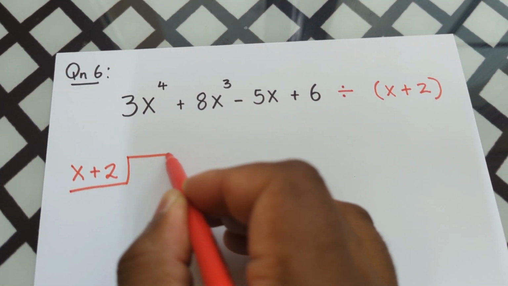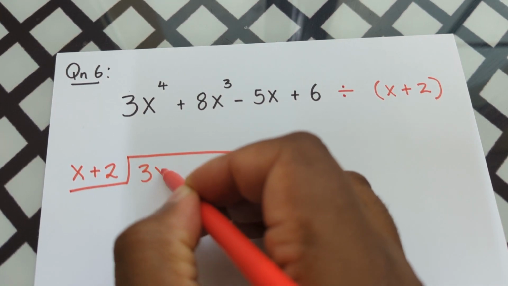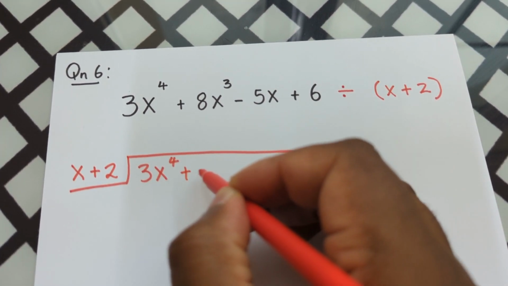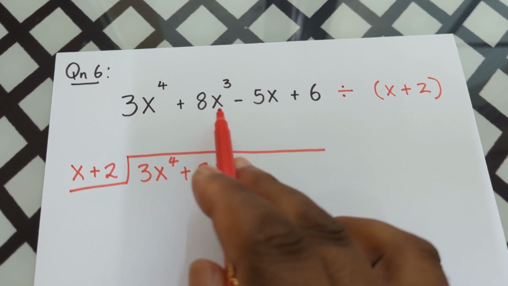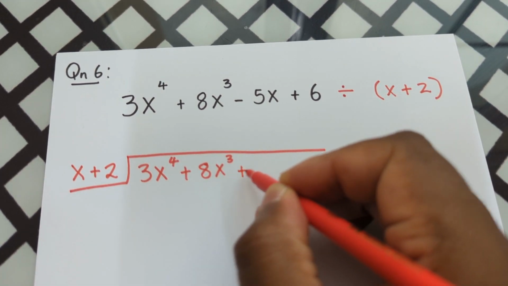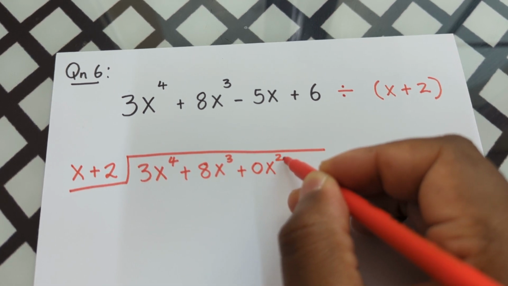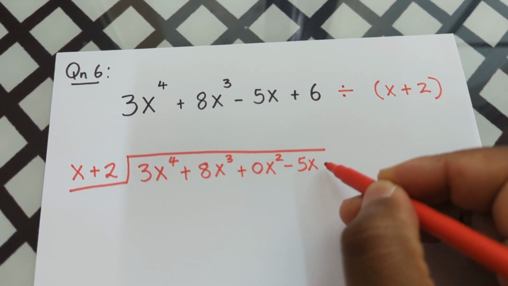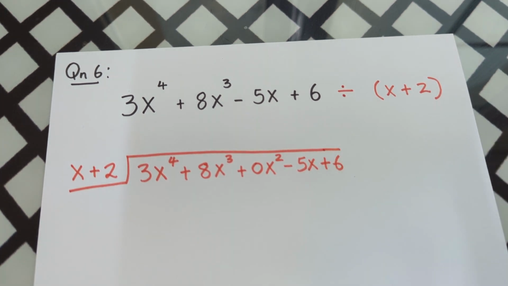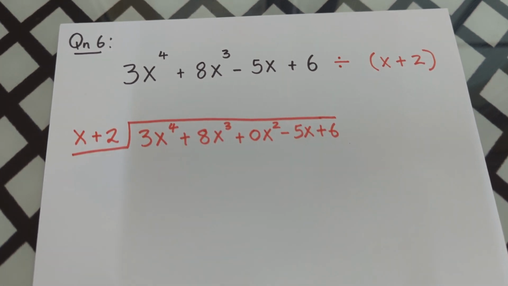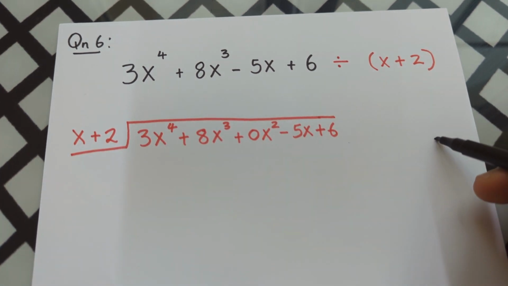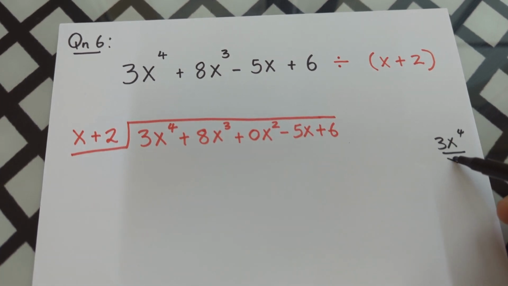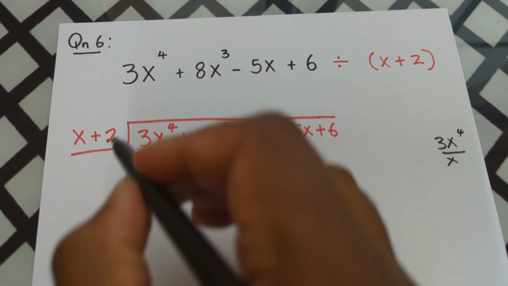So we are going to have 3x to the power of 4 plus 8x to the power of 3. Because a term with an exponent of 2 is missing, we have to add 0x to the power of 2, then negative 5x plus 6. And then we can begin with our long division. Now when you divide 3x to the power 4 by x, it is going to change into 3x to the power 3.